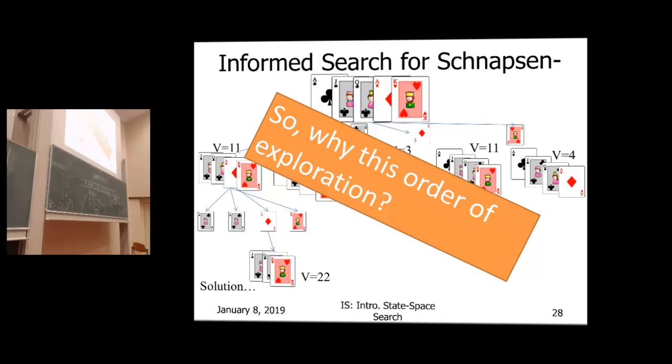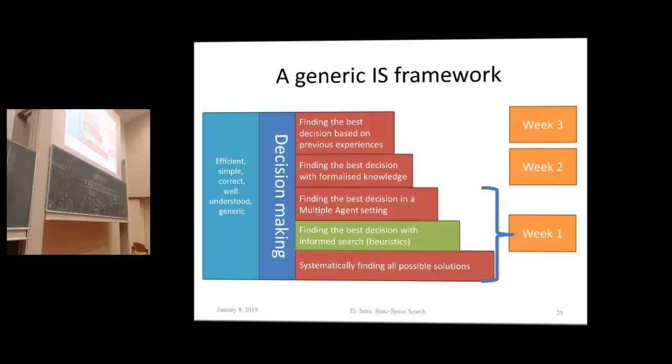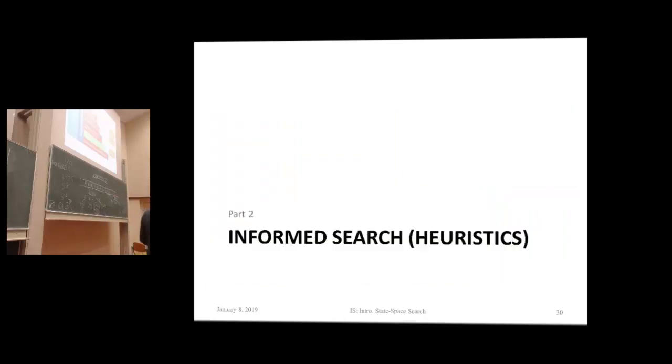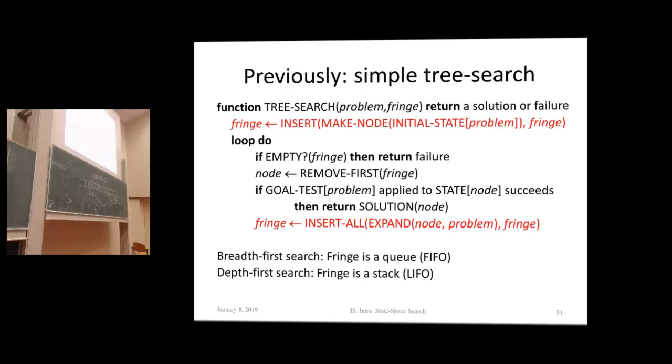But in principle, there's nothing telling me that I couldn't use a different order in exploring depth first or breadth first. And this is the next step that we say we do informed search. Namely, we use a heuristic that tells us to use this node first for exploration. So informed search uses heuristics.